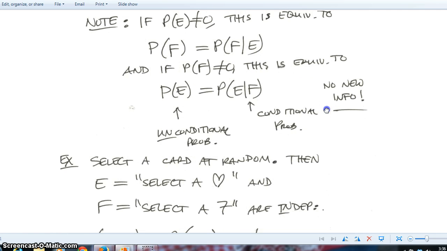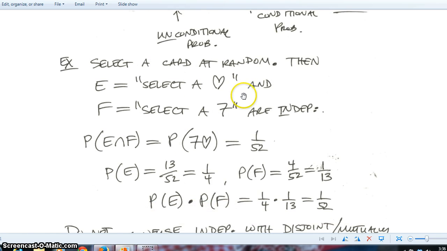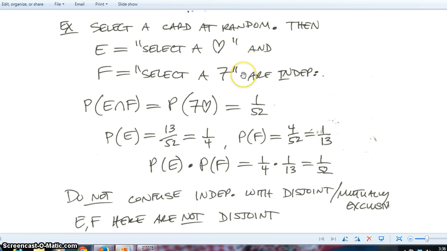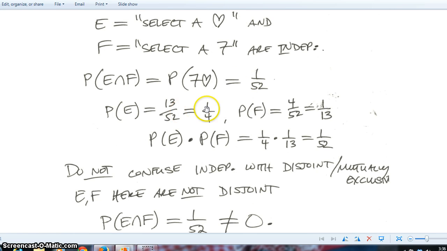No new information. So, example, select a card at random. Same E and F that we had before, the hearts and the 7. The probability of 7 of hearts is 1/52. Probability of heart is 1/4. Probability of 7 is 1/13. Multiply those two together, 1/52. So that means these are independent. 1/4 times 1/13 is 1/52. That's not the same as disjoint or mutually exclusive. It's possible to get a heart and a 7. The intersection is not impossible. It's 1/52, which is not 0. So do not confuse independence with disjoint. Okay.